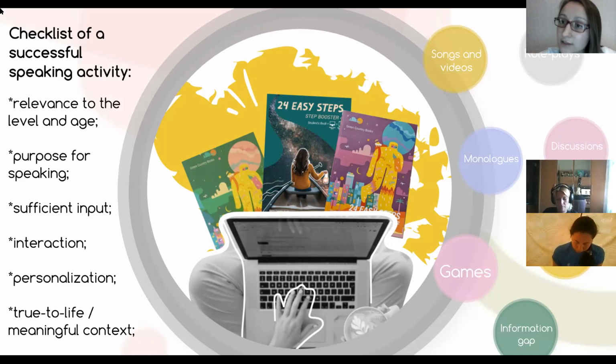Then check whether your activity gives your students a purpose for speaking. For example, if you say to them, okay, just talk to your partner and discuss them.